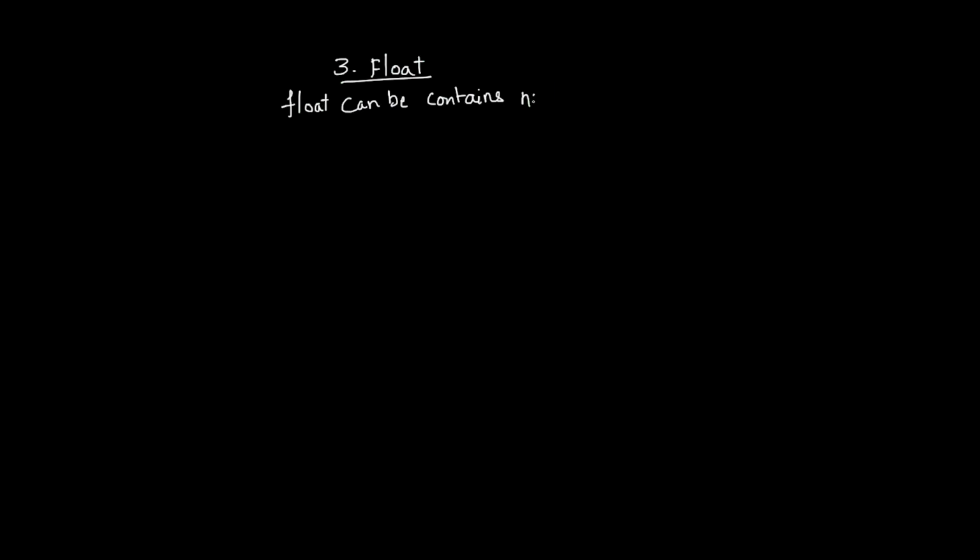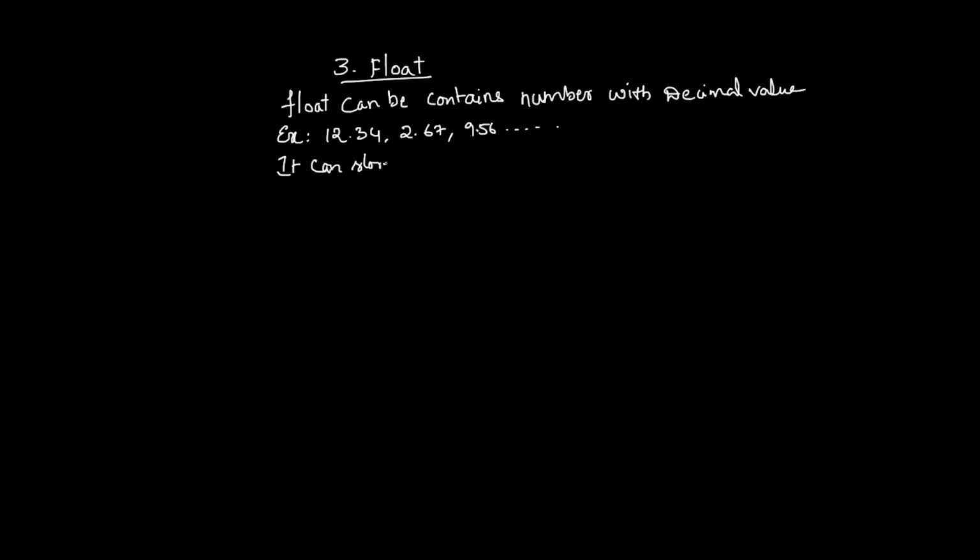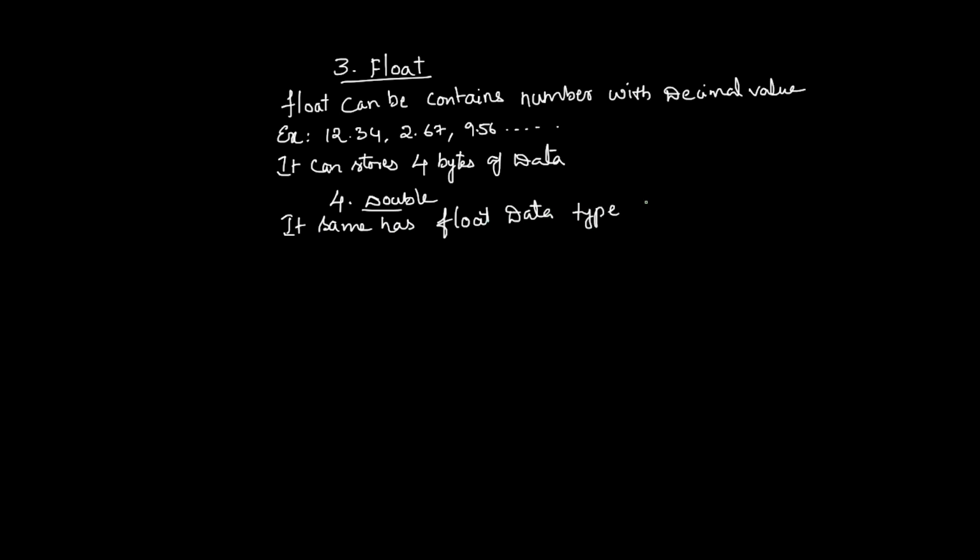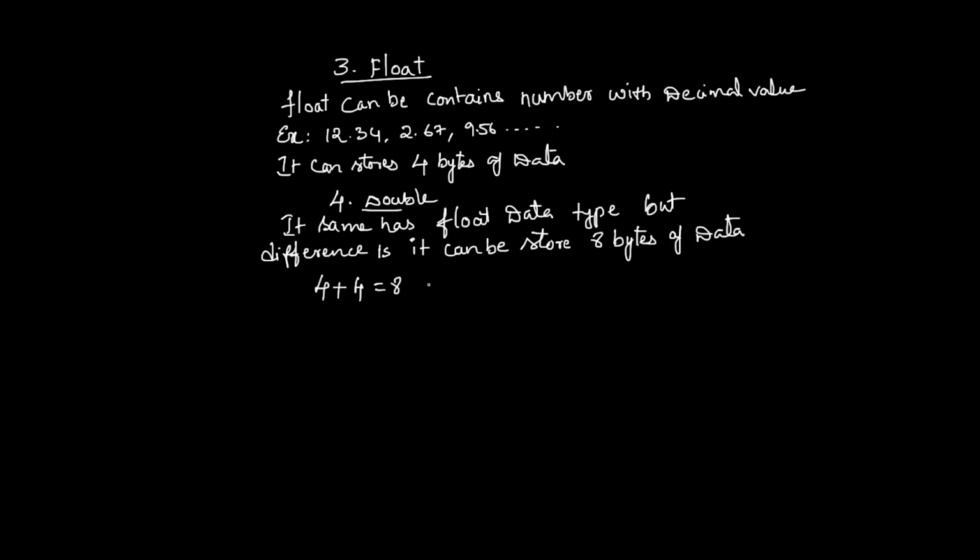Float. Float contains numbers with a decimal value. It means after the point value. Examples: 12.34, 2.67, and so on. It can store 4 bytes of data. Double. It's the same as the float data type, but the difference is it can store 8 bytes of data, 4 plus 4.